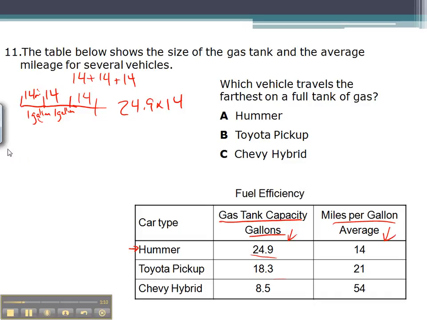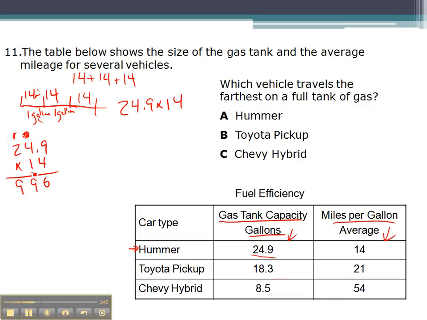So do that over here, 24.9 times 14. We have decimal multiplication. Remember, we just multiply as if they're whole numbers. It's like we're multiplying 249 times 14, and then we'll figure out where the decimal goes at the end. 9 times 4 is 36, carry the 3. 4 times 4 is 16, plus 3 is 19, carry the 1. And after I'm done with the number I carried, I cross it out. 2 times 4 is 8, plus 1 is 9.